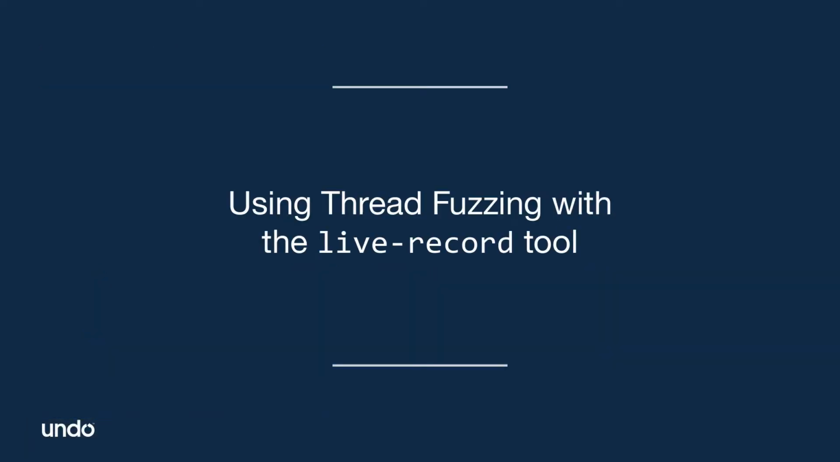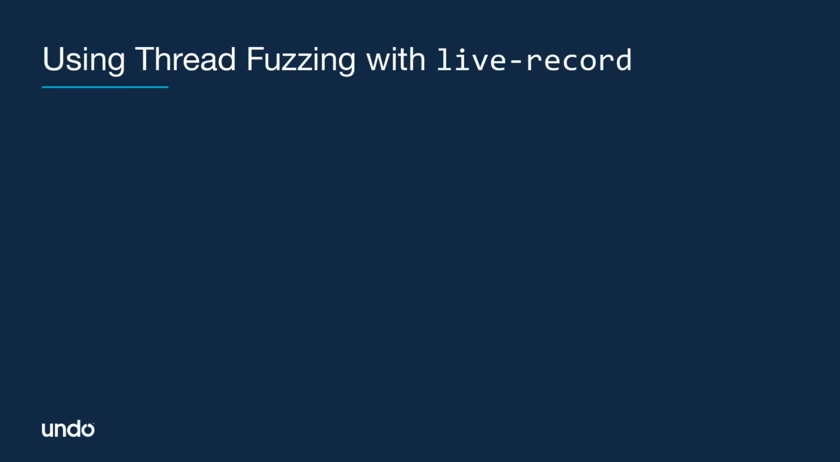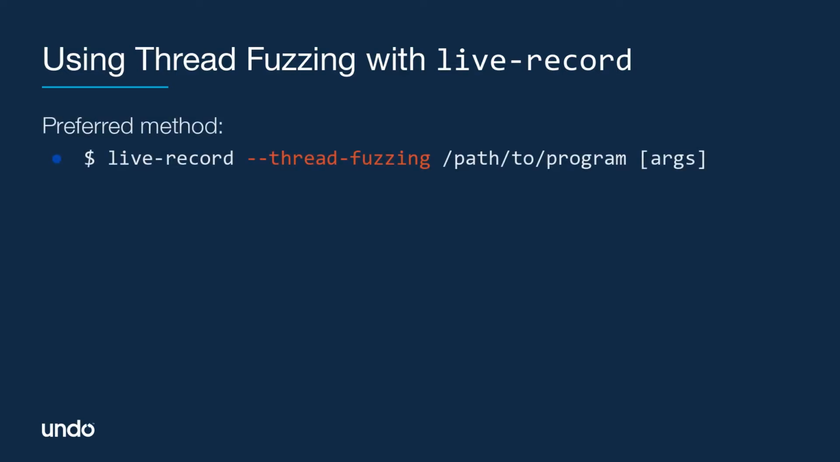Now we will exemplify the use of thread fuzzing while recording processes with the LiveRecord tool. In this context, the preferred method of activating thread fuzzing is by adding the thread fuzzing option in the call to LiveRecord.